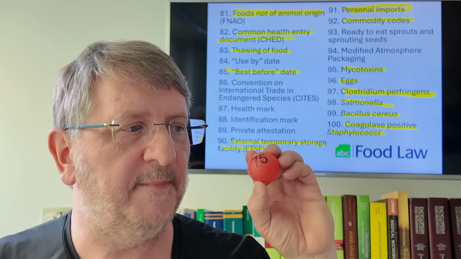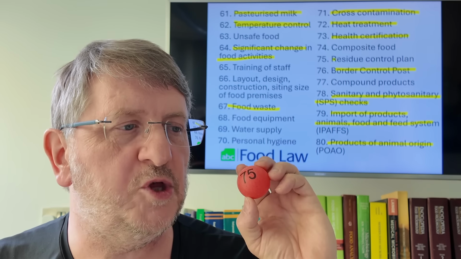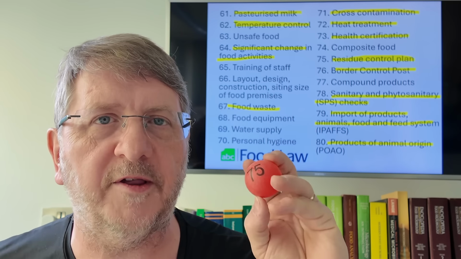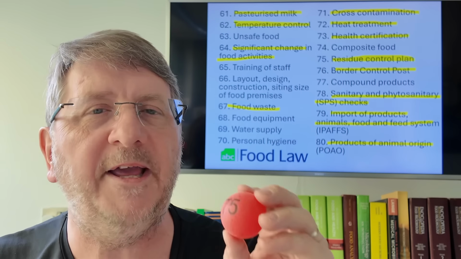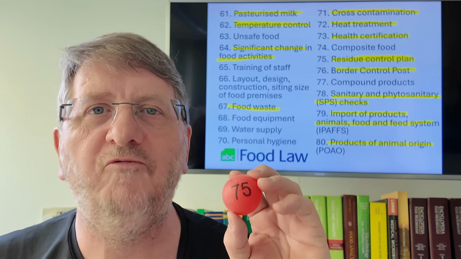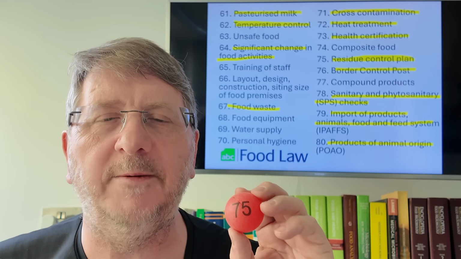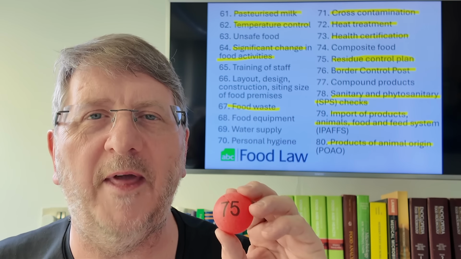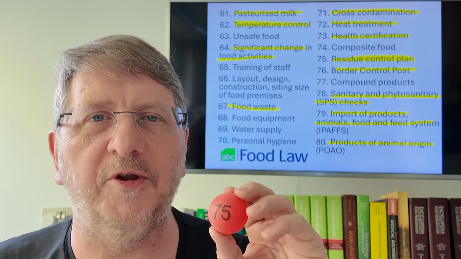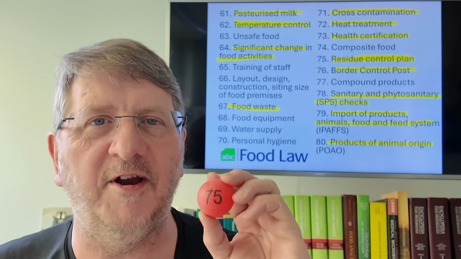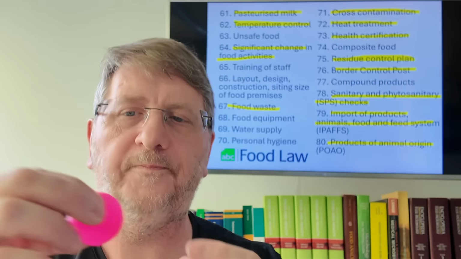So it's a food standards issue. The next one is number 75, residue control plan. If you're importing products of animal origin, remember meat, fish, dairy, eggs from around the world, a basic requirement is they look after the residues. Remember things like veterinary residues, medicines used in animal husbandry. We need to make sure that they're under control at a very basic level. So anyone exporting products of animal origin to the UK will have to have residue control plans in place. So it's an import and export issue.